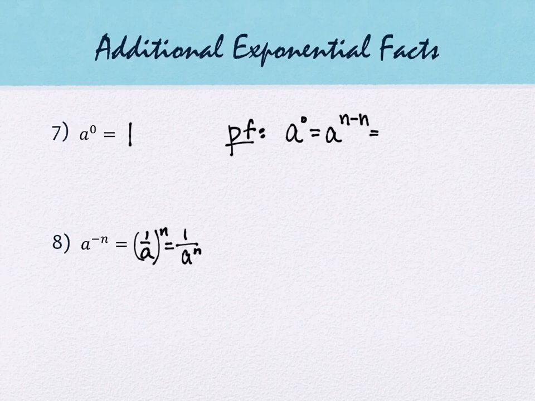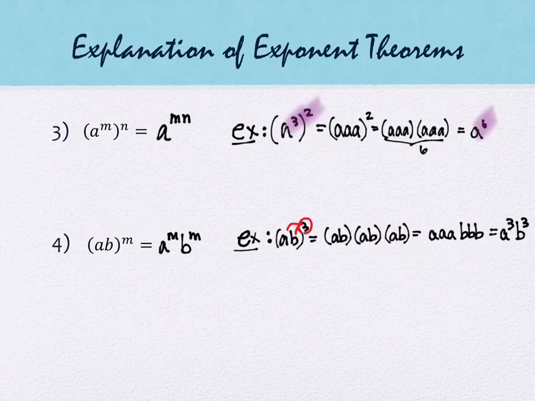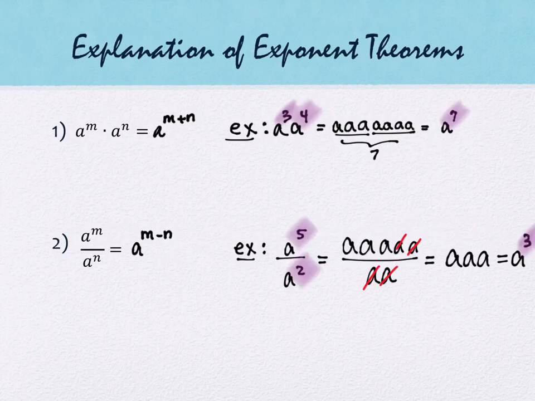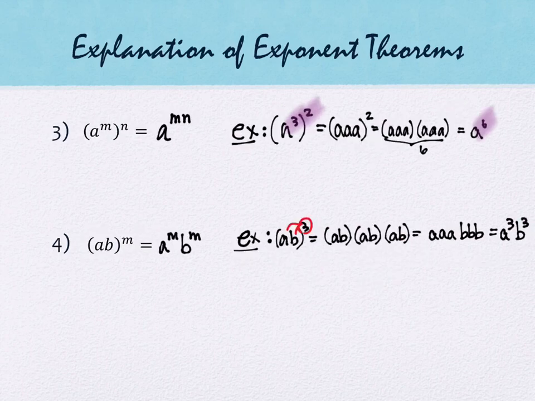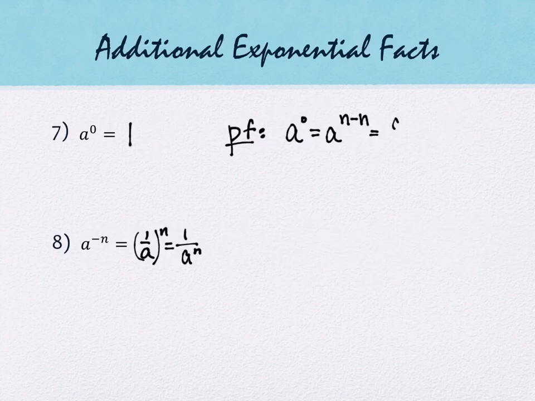And then I'm going to use property number 2 in reverse. So property number 2 over here starts out saying I have a to the m over a to the n, and I subtract. I'm going to start with the subtraction because I've got a to the n minus n, and I'm going to move it back into a division statement. So this creates a to the n over a to the n like this.